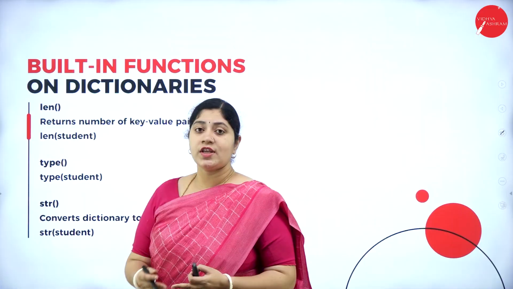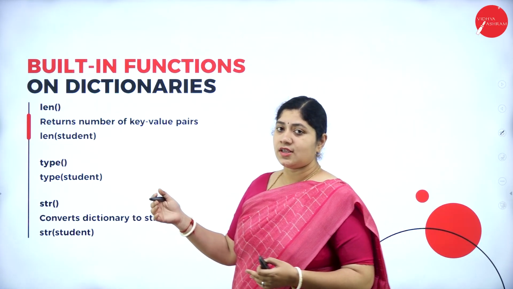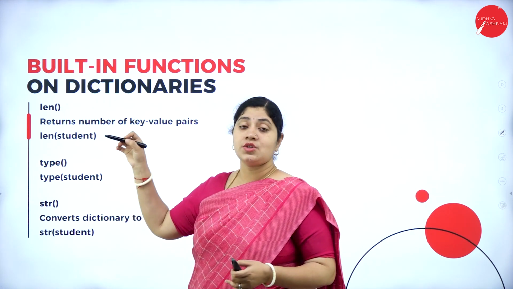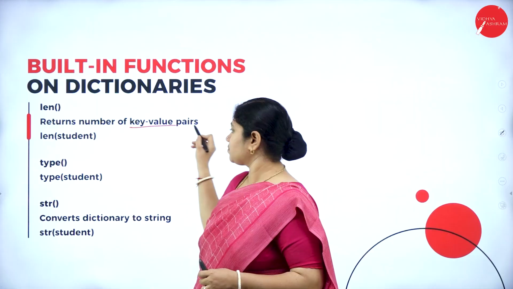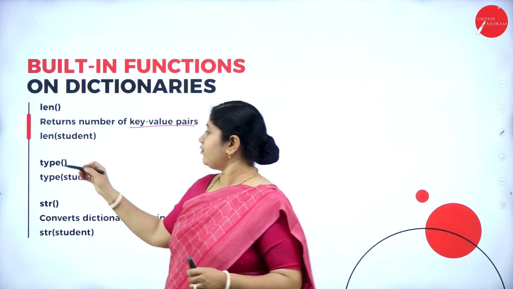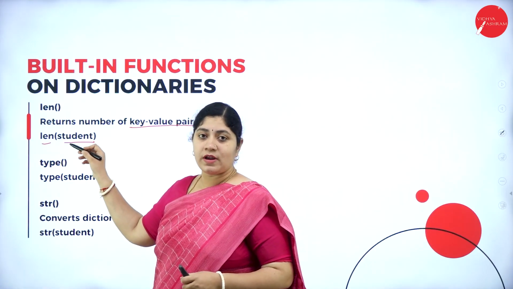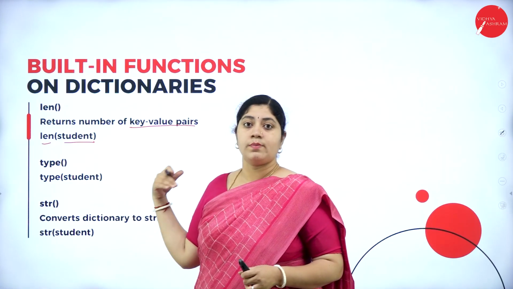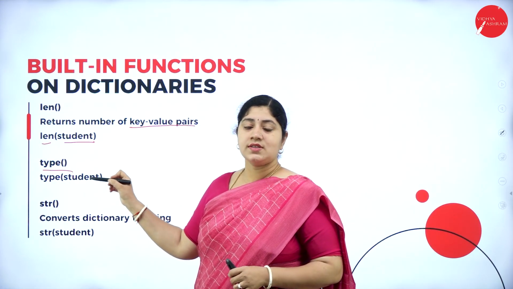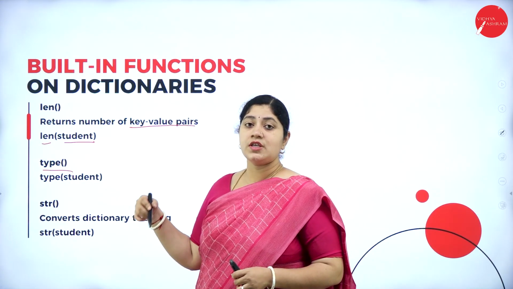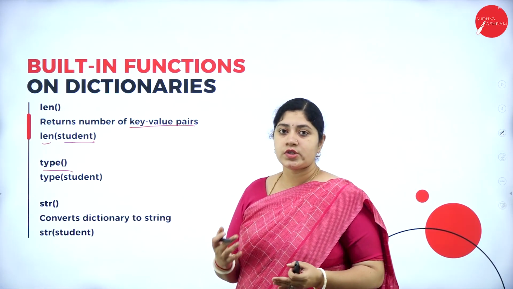Now let's see what the various built-in functions are that are supported by a dictionary. The first thing is len of, which is used to represent the length of the key value pairs. For example, if we consider len of student, then the key value pairs under this will be shown. Next one is type of. This is the second built-in function, which is used to represent the type of information or data used under the dictionary.